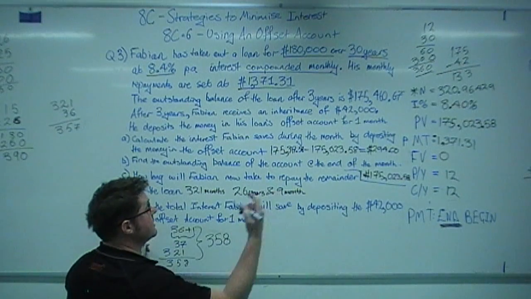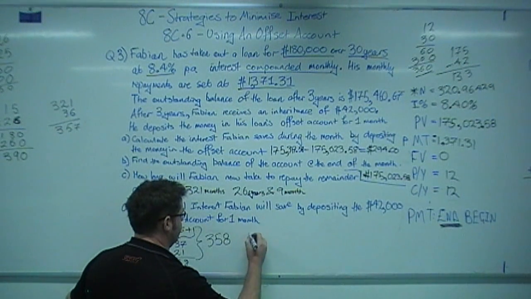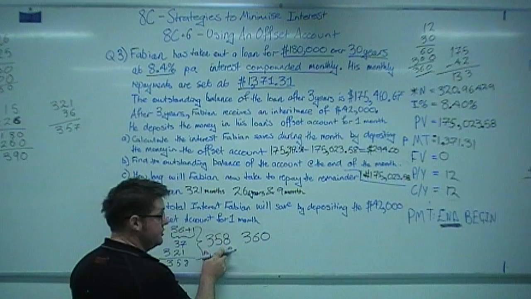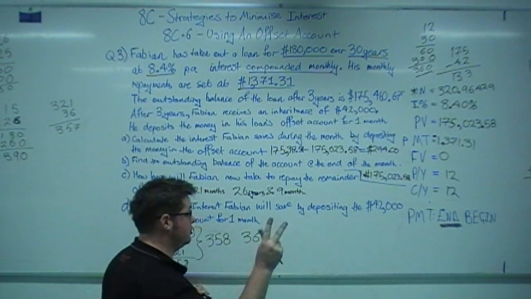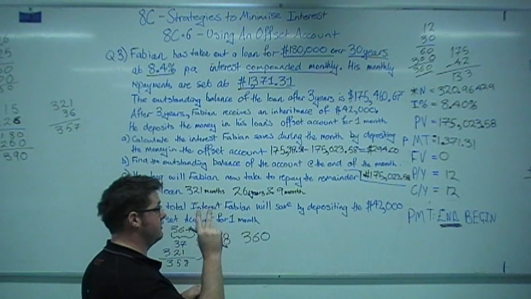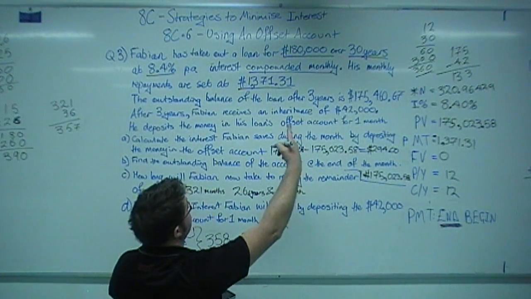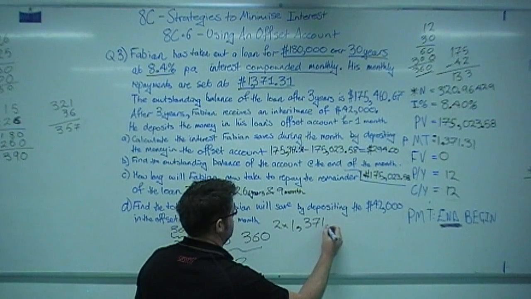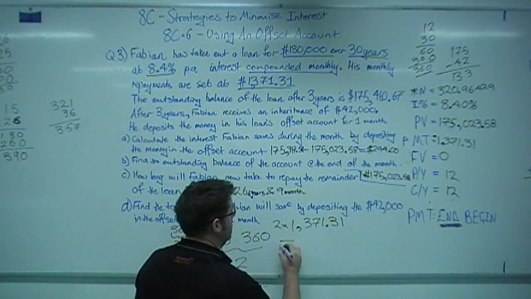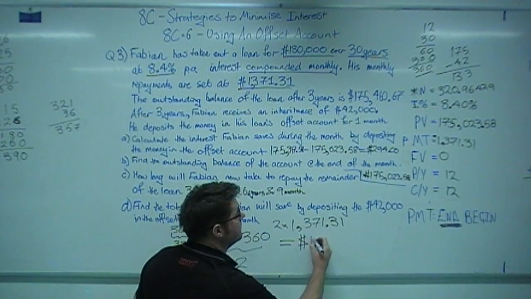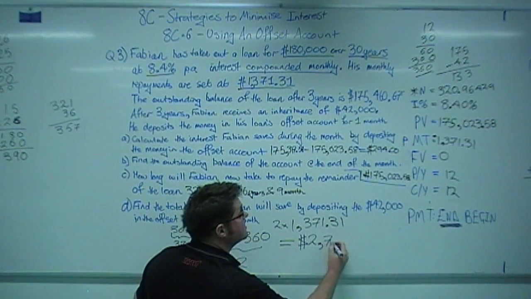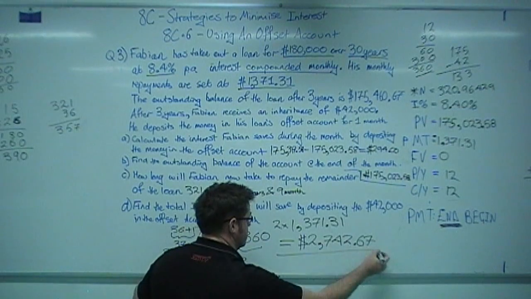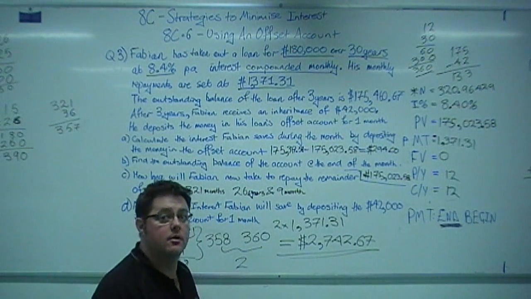Now, we know that originally, the original term was 360. 360 is the original term, 358 is the new duration. So we know we're going to finish 2 months early. It's 2 times our payment, which is $1,371.31, which equals $2,742.67. There we go. There's our answer.